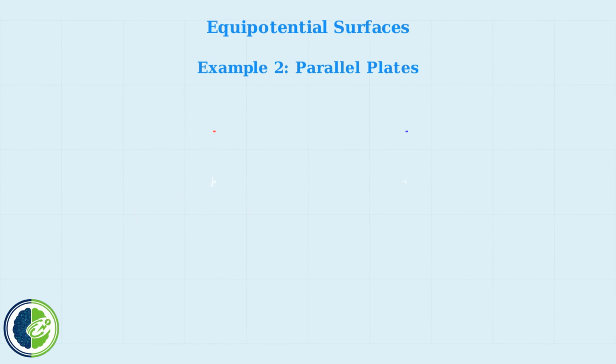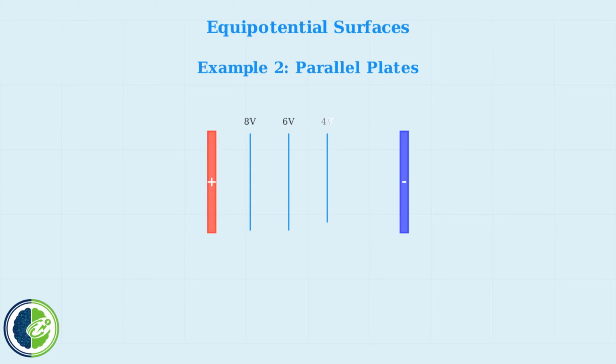Our second example shows parallel plates with opposite charges. Here, the equipotential lines are straight and parallel to the plates, while the electric field is uniform and perpendicular. The electric field between parallel plates is uniform and points from positive to negative. Notice how the field lines are perpendicular to the equipotential lines.